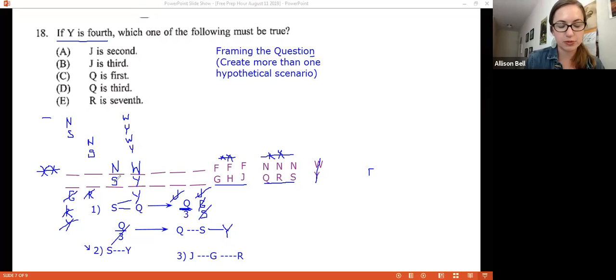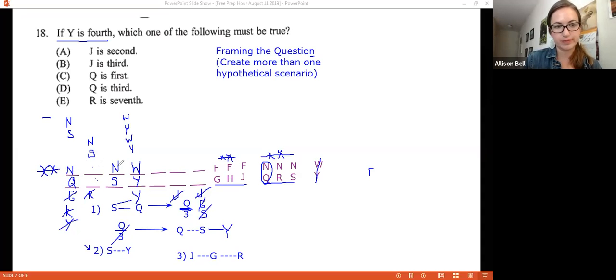So I'll look at the first one that I made. S is in space 3, which means that Q is not in space 3. So if Q is not in space 3, it has to be before S, which is going to be the case here. And I also noticed that Q is the same category. So Q is going to be before S, but it's not going to be right next to it because it would be 2 N's right next to each other. So Q is going to go here.